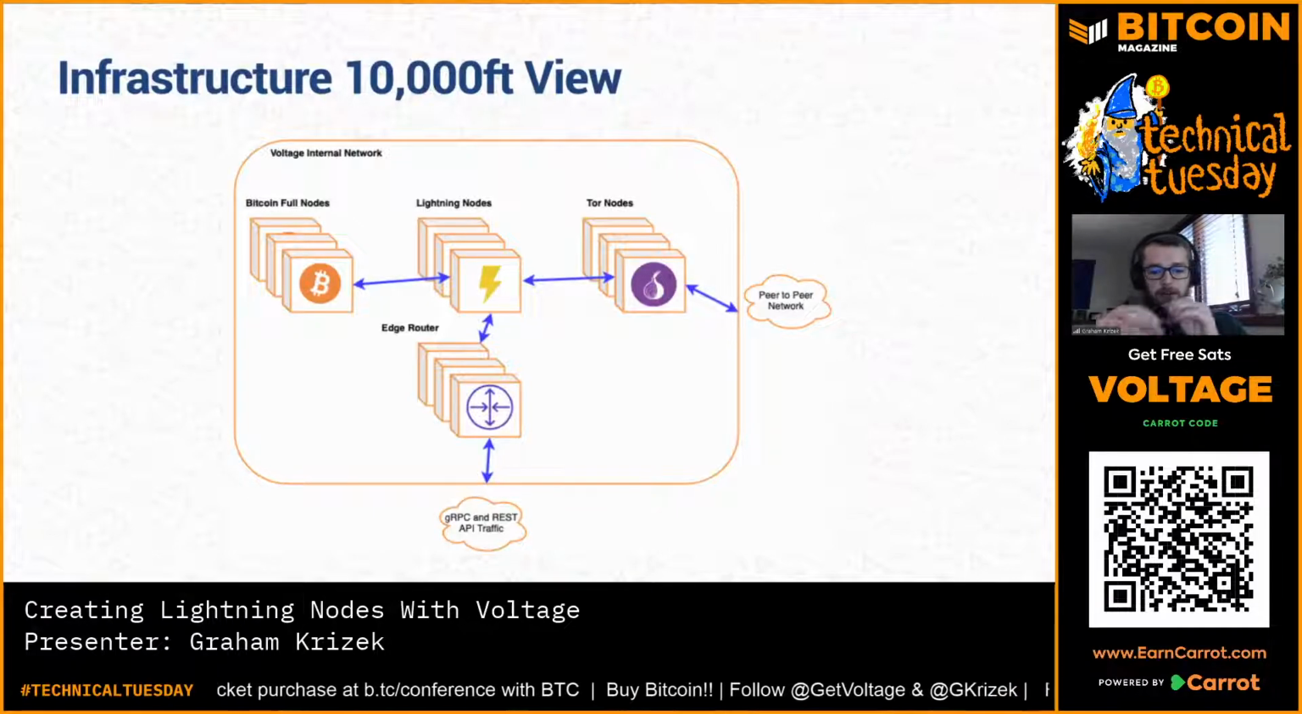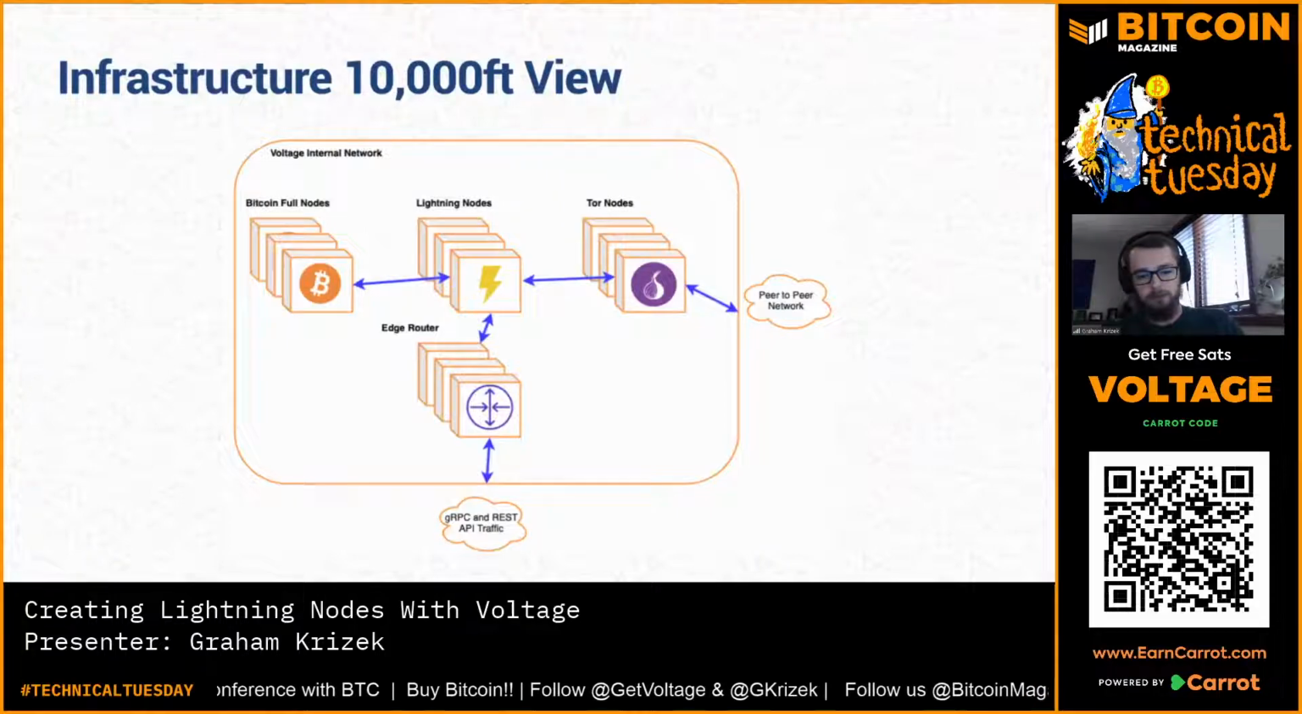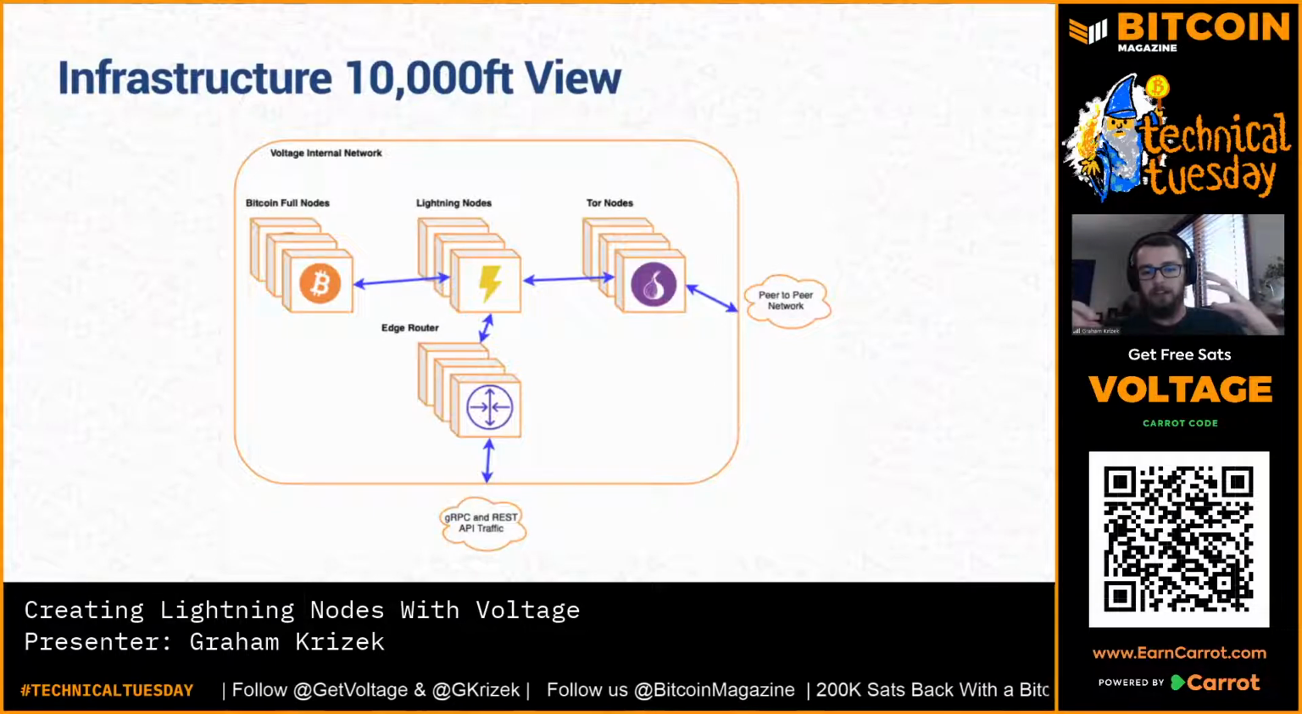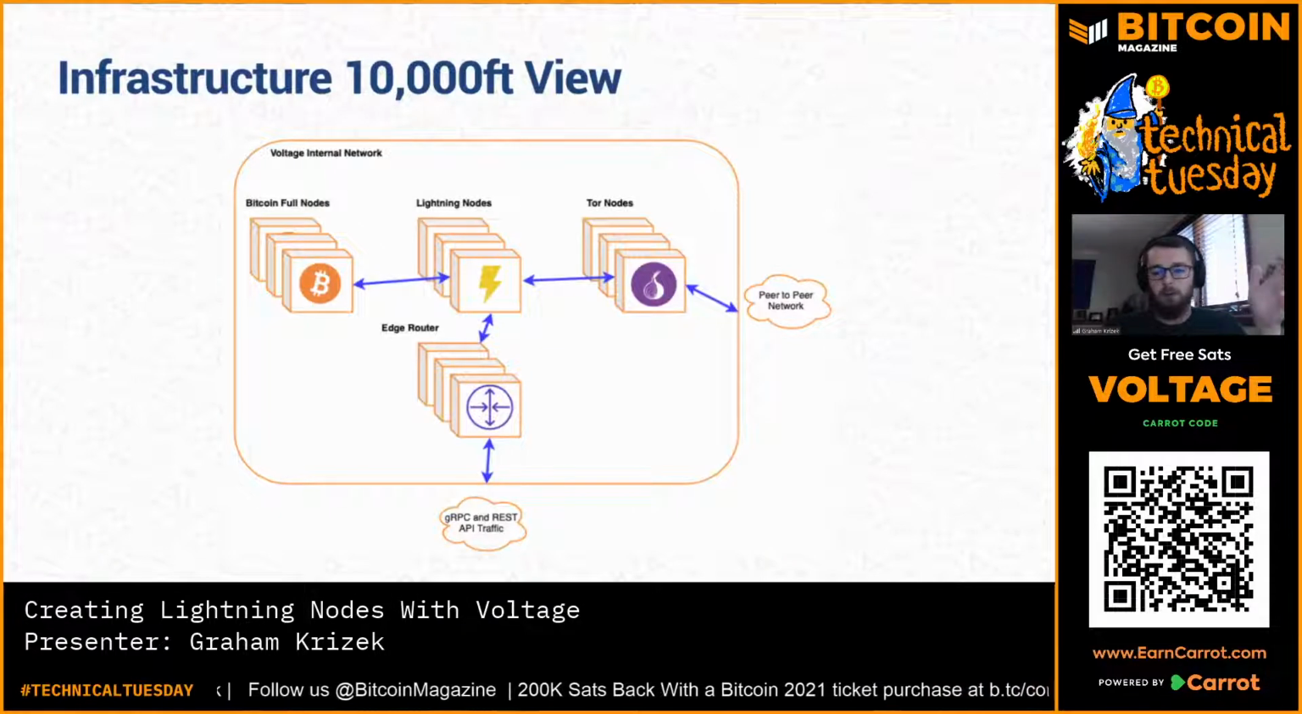You can see through the Lightning nodes, whenever they're connecting out to the peer-to-peer network, they're going through Tor. So people can't see across the network that you're using Voltage, which I think we did intentionally for privacy's sake. No one can try and attack your node because they know you're running on Voltage. Everything is routed through Tor.